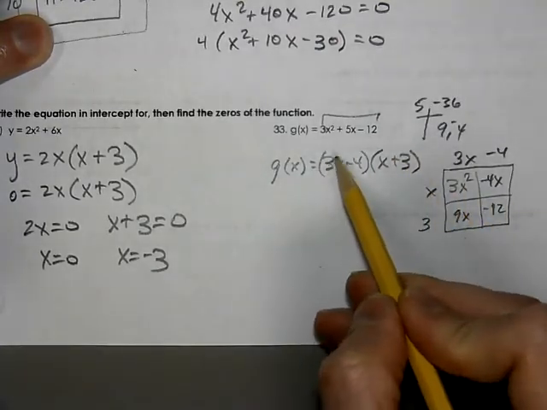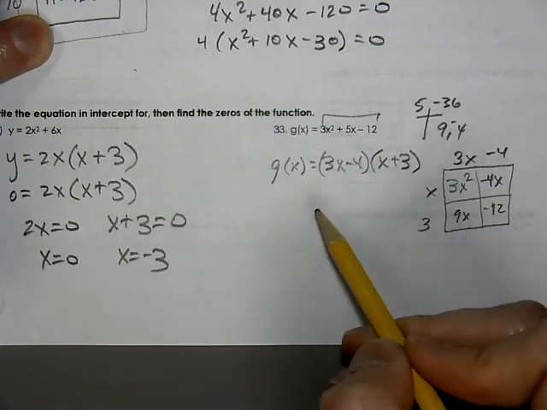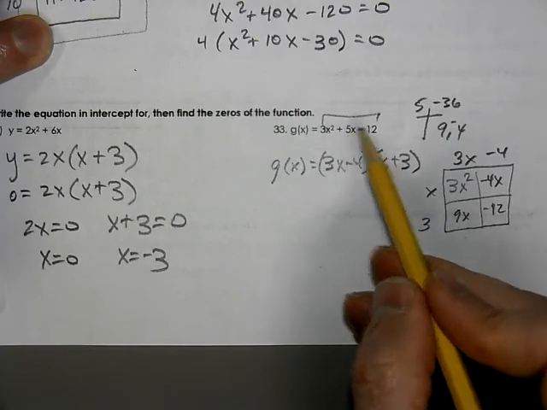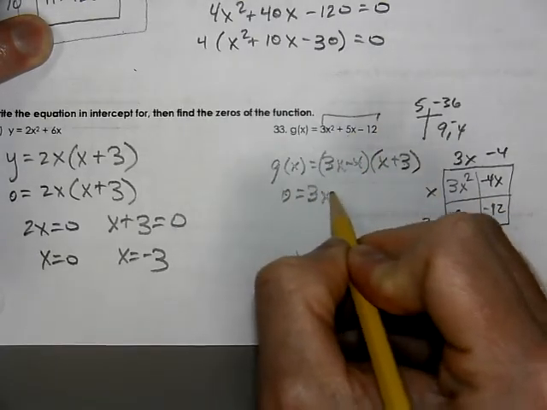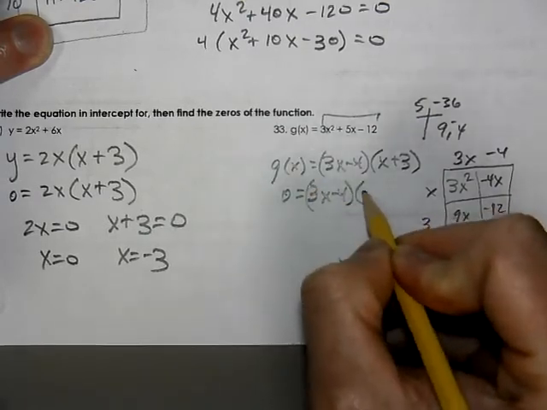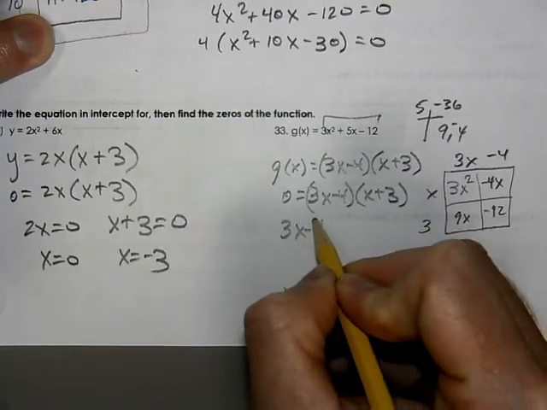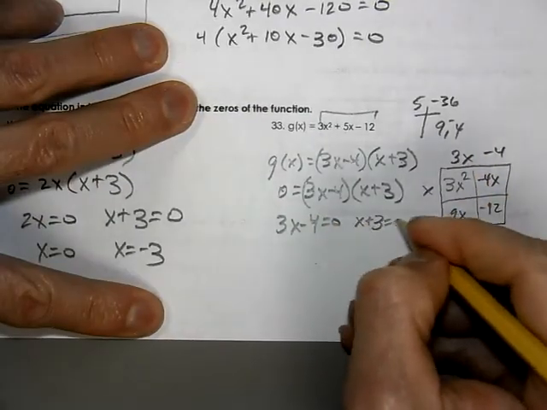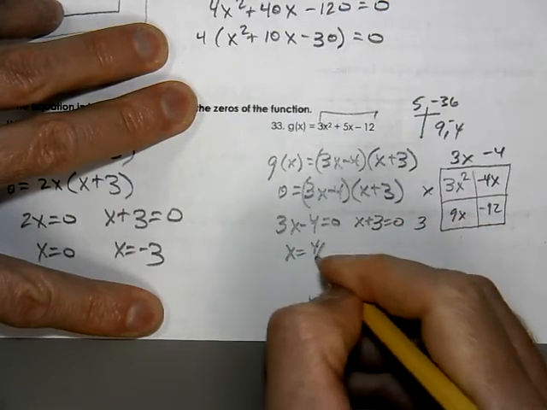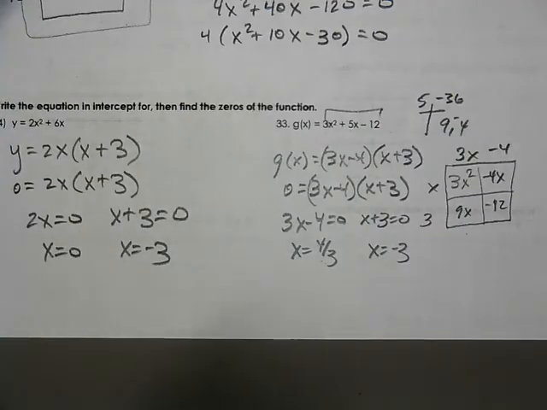We can check our work. We get 3x squared. We get 9 minus 4 is positive 5 and a negative 12. So we'll equal that to 0. Set them equal to 0. Those are the two zeros of the function.